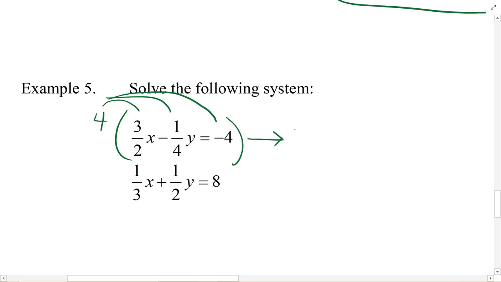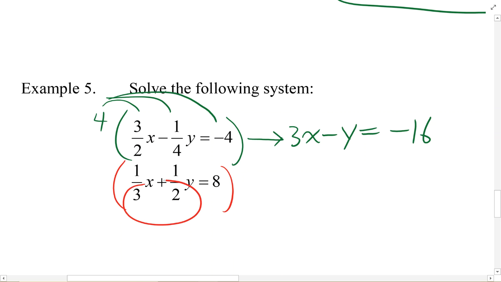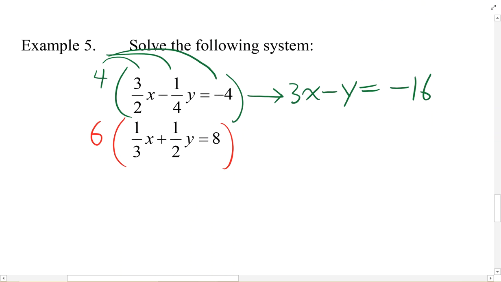We won't solve this one the whole way, okay? We'll just do this little trick, and I think we're good. So we get 3x minus y equals negative 16. Hands up if you got that. Okay. What do you multiply the bottom one by? 6. Chase, what do you think? 3 and 2? 6. Okay, so multiply it by 6.